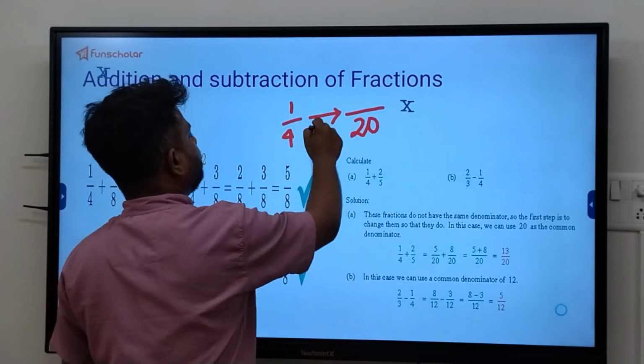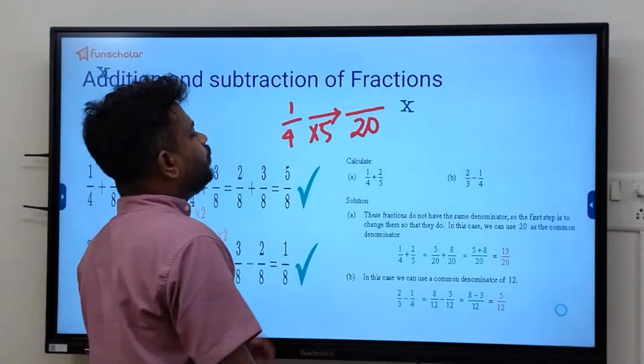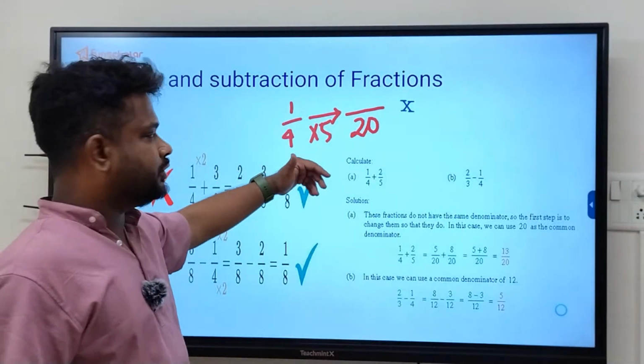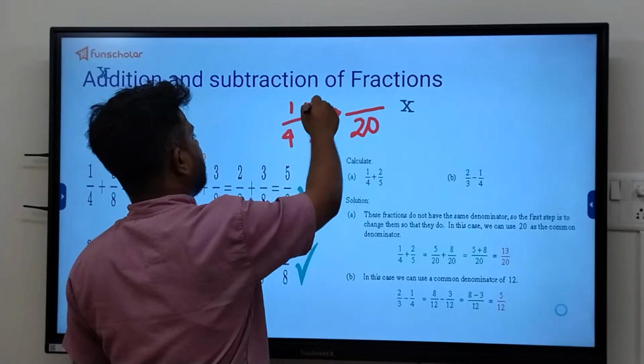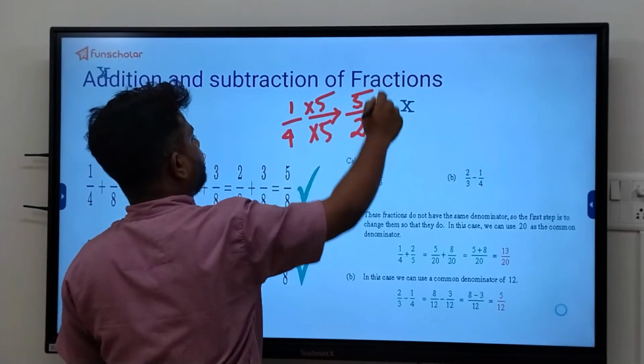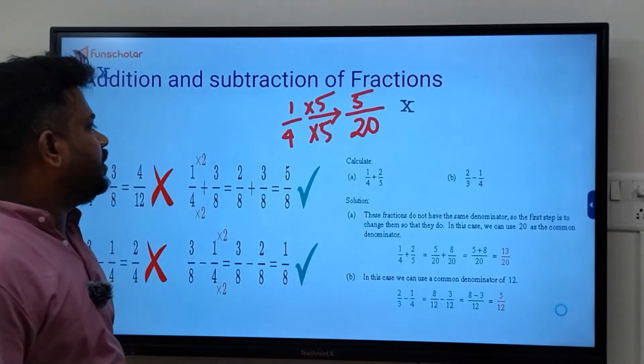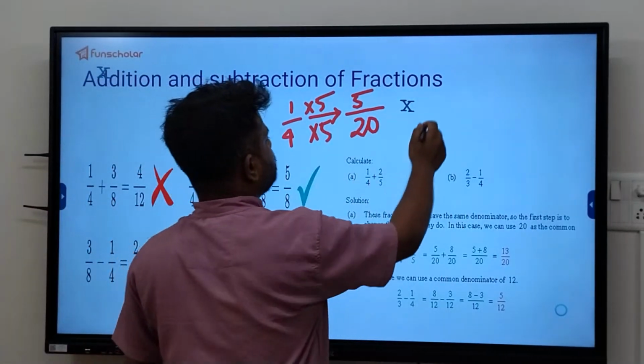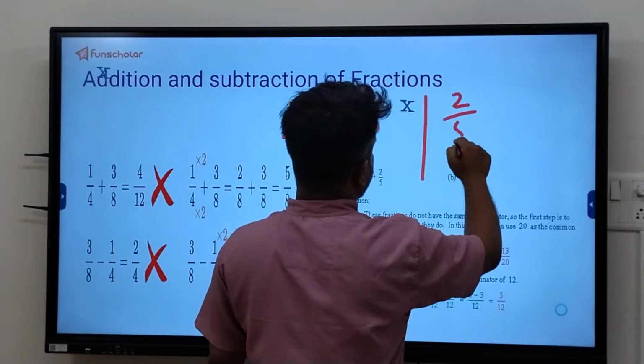So what will it be? It will be 5. And if we are doing it in the denominator, or in the down position, we will also do this in the up position, or in the numerator as well. So it will be 5 by 20, and the same goes for the 2 by 5 as well.